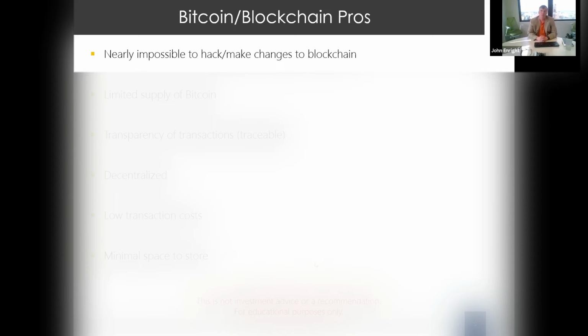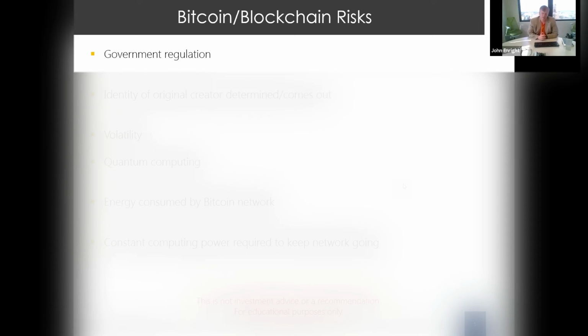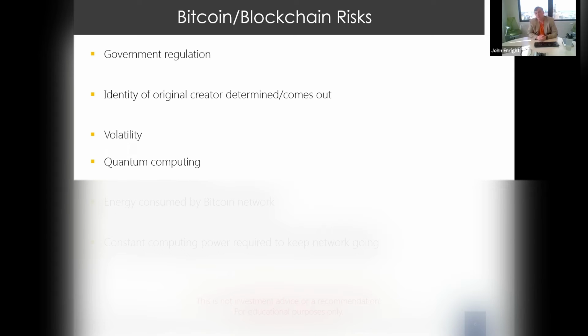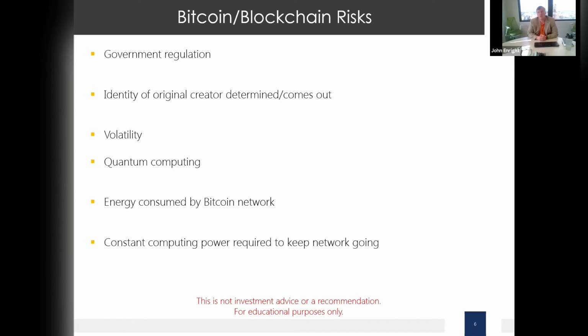But of course, with it come risks. Government regulations, the identity of the original creator, if that's determined or comes out, the volatility, quantum computing, right? Could a supercomputer be created that can solve all of those algorithms? Energy consumed by Bitcoin, by the network, constant computing power required to keep the network going.